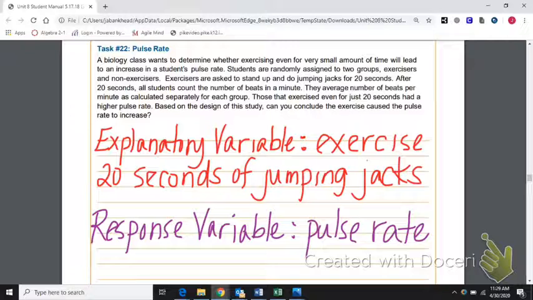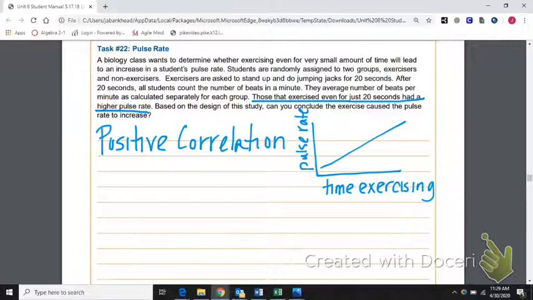And then we can take a look at our results. Notice that those that exercised, even if only for 20 seconds, had a higher pulse rate. So it appears that we have a higher correlation or a positive correlation. We want to know, can we determine causation here? So can we conclude that exercise caused the pulse rate to increase?